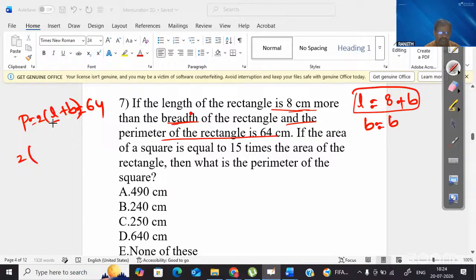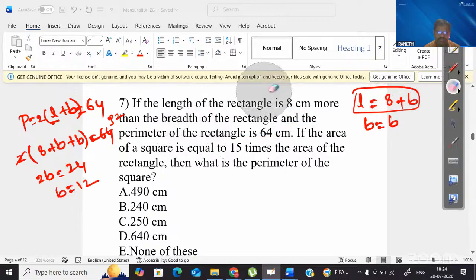So instead of L we can write 8 plus B, plus B, is equal to 64. 2 ones are 2, 2 threes are 32. So 2B is equal to, 8 goes to the right side, 24, B equals 12. So I got B equal to 12. Then what about L? L equals 20.